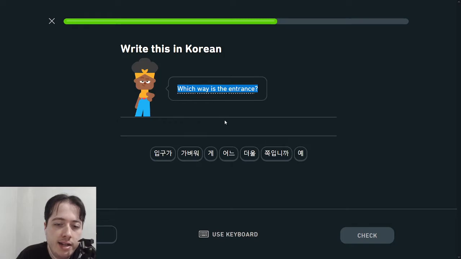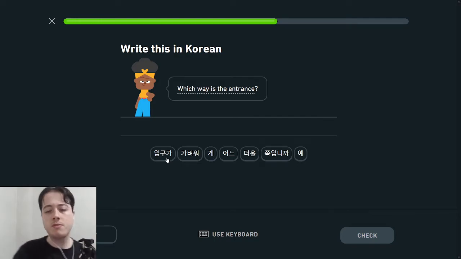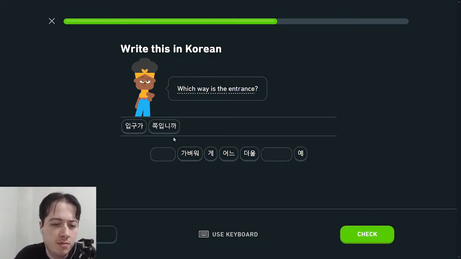Which way is the entrance? Okay, which way is the entrance? So 입구 is entrance. 입구가 어느 쪽입니까?